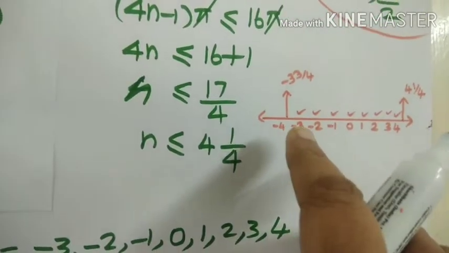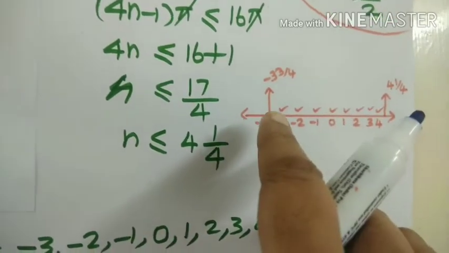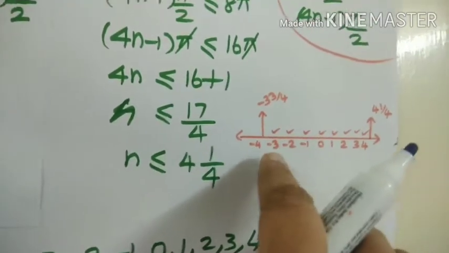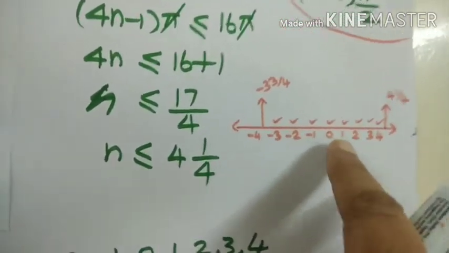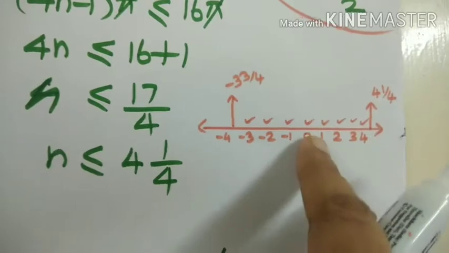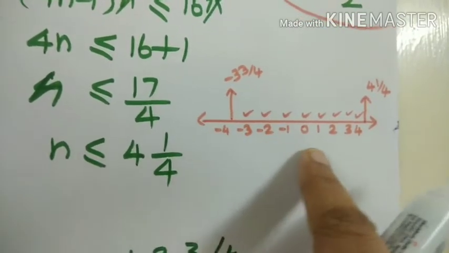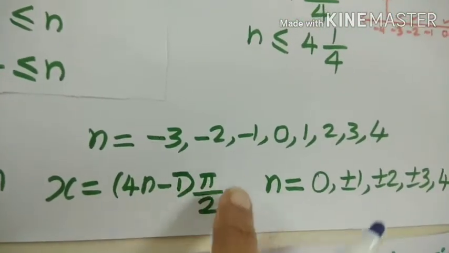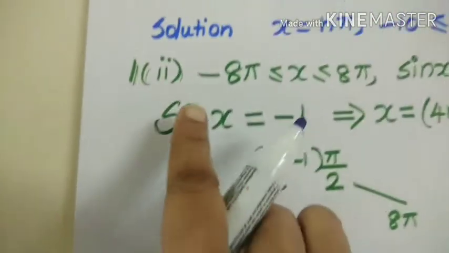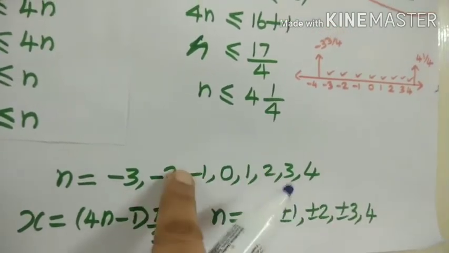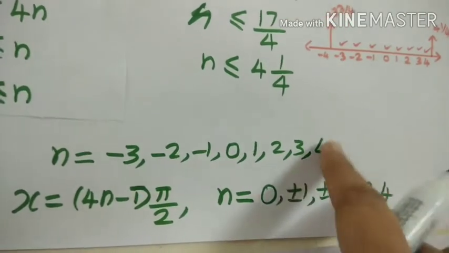Tell me which are the integers that come in. Minus 4 cannot come because I am at minus 3 by 4, to the right I want. So in between values: minus 3, minus 2, minus 1, 0, 1, 2, 3, even 4 will come because my question is 4 1 by 4 below. So even 4 will come. So all these are my answers, which I can rewrite. So x is 4n minus 1 pi by 2. When they give you the restriction minus 8 pi to plus 8 pi, the n value is restricted to 0, plus or minus 1, plus or minus 2, plus or minus 3 and only 4.